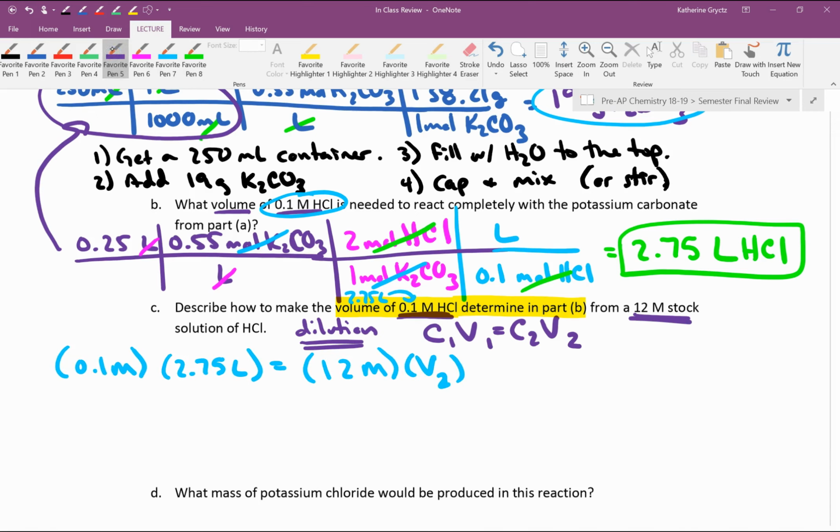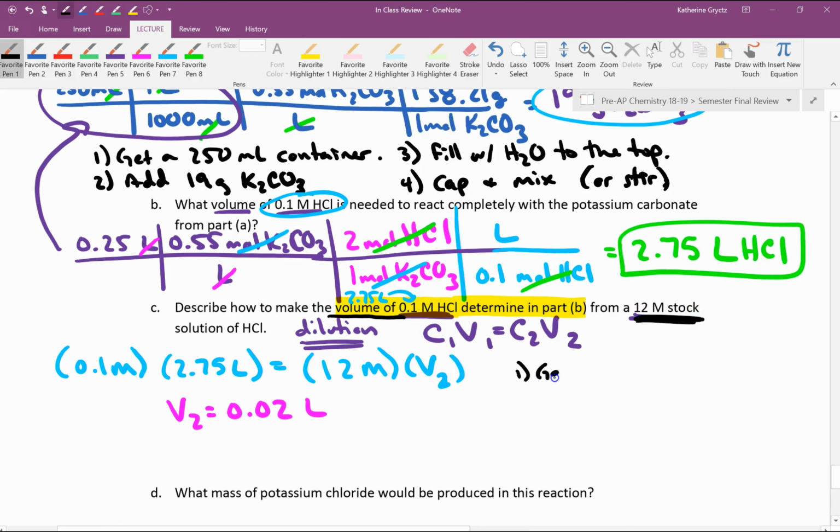Okay, so if we solve, this guy is in liters, so my answer is going to be in liters. So V2 is 0.022. Wait, I've got one sig fig, so 0.02 liters. Okay, so this one on the describe how to make is a little bit tougher, but you were trying to make 2.75 liters of 0.1 molar. So you don't have 0.1 molar, you have 12 molar stock, and you have to make this 2.75 liters.